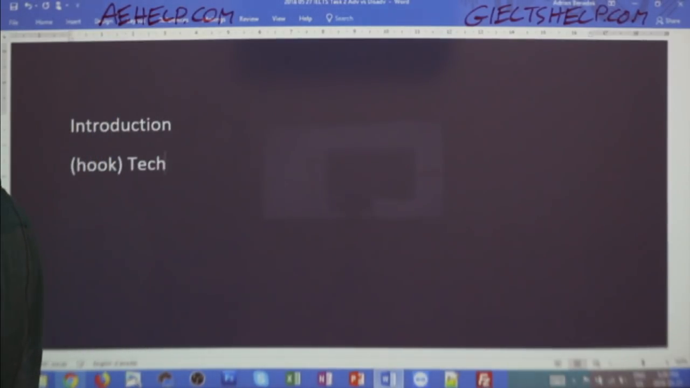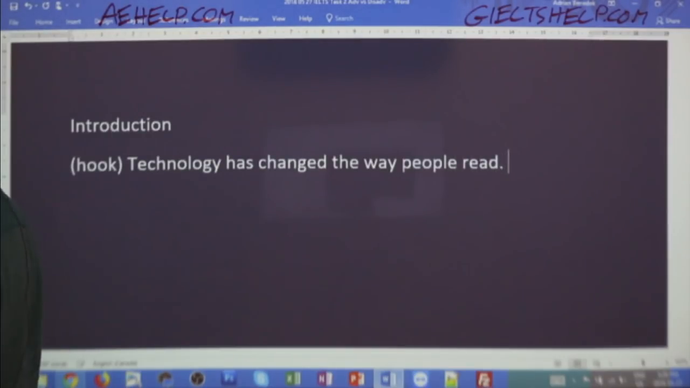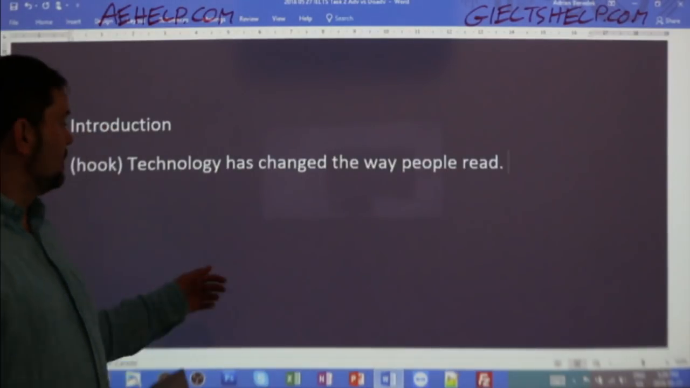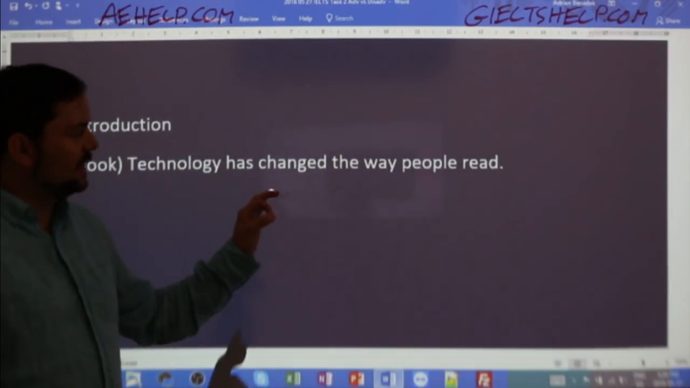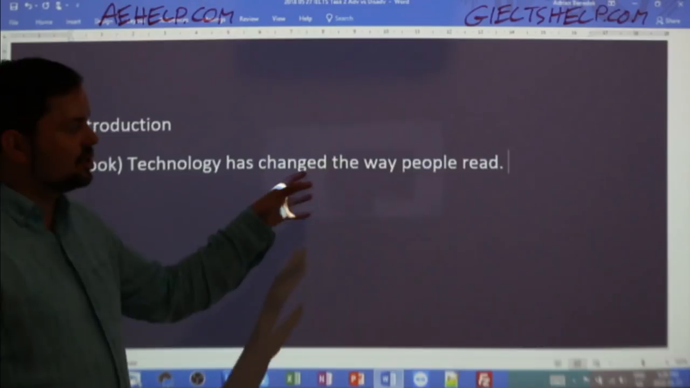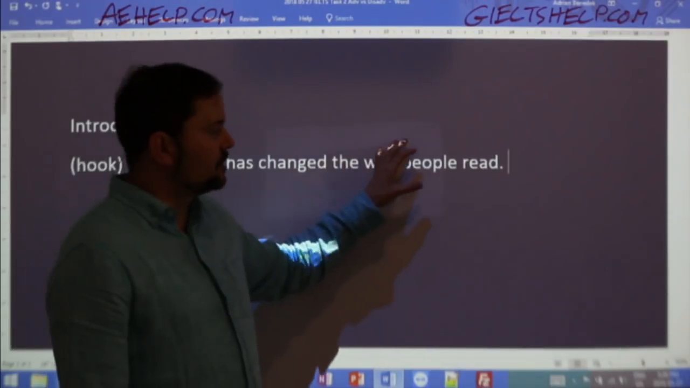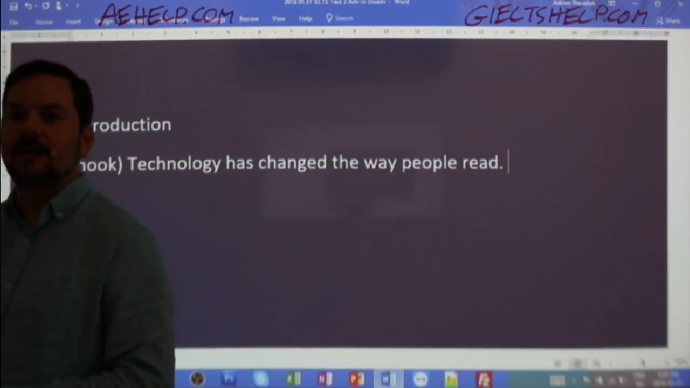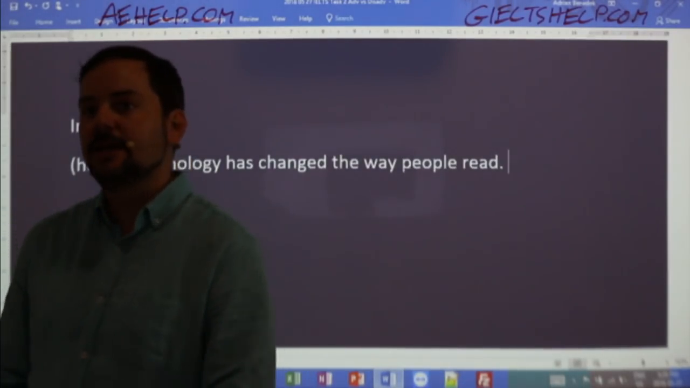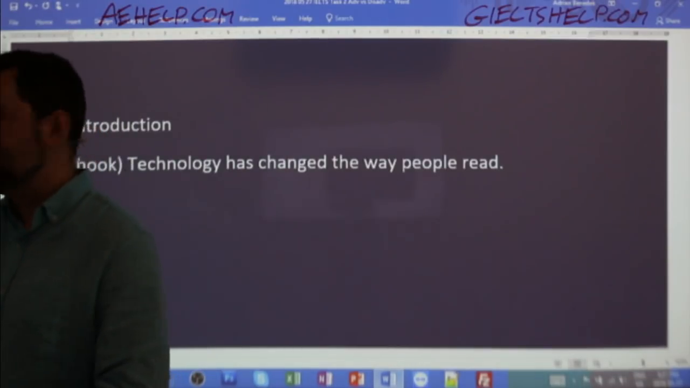So simply, just that. Technology has changed the way people read. Bam. That's a great hook. Very simple. 1, 2, 3, 4, 5, 6, 7-word sentence. Nice and clean. No grammar mistakes. Catches the attention of the reader. Gets you focused on what you're going to write. Perfect. Okay? Reading ebooks or traditional books is a topic of debate. That's all right too, Mohammed. That's an okay one. It's not bad.